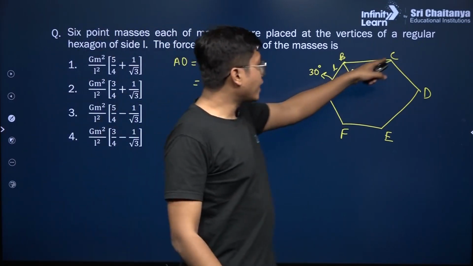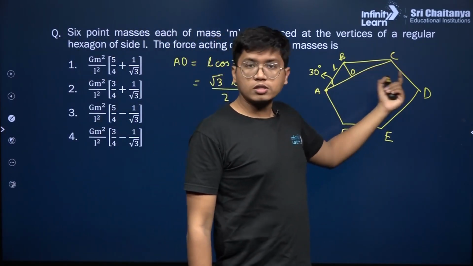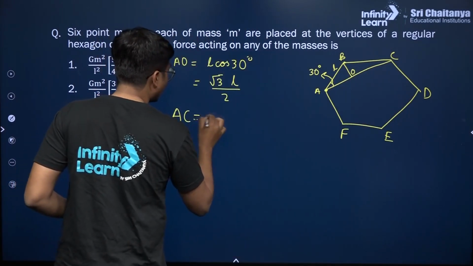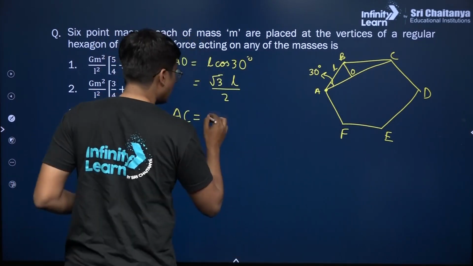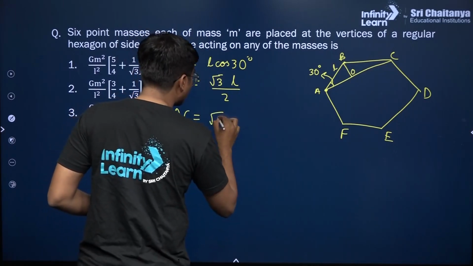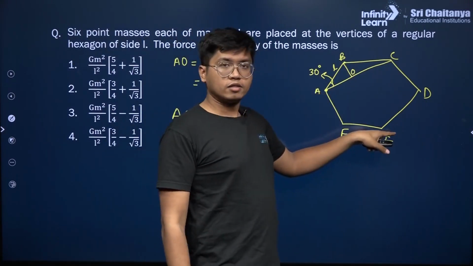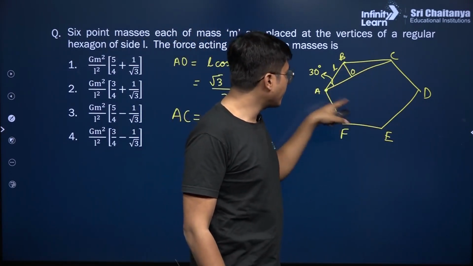Now the entire AC is going to be 2 times of this because it's symmetrical. So AC is equal to 2 times of this, so root 3 L. So we have got AC and that is also AE. So we have got 4 lengths, AB, AC, AE and AF.